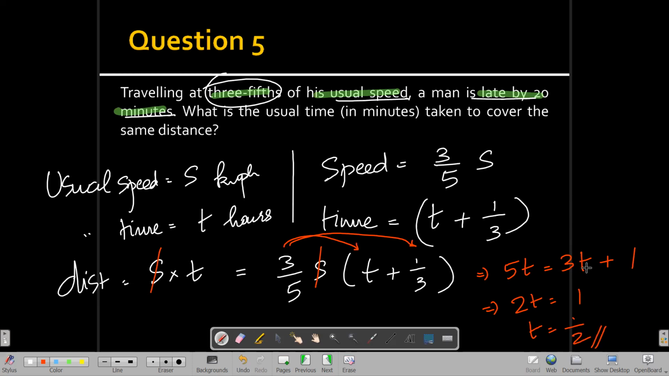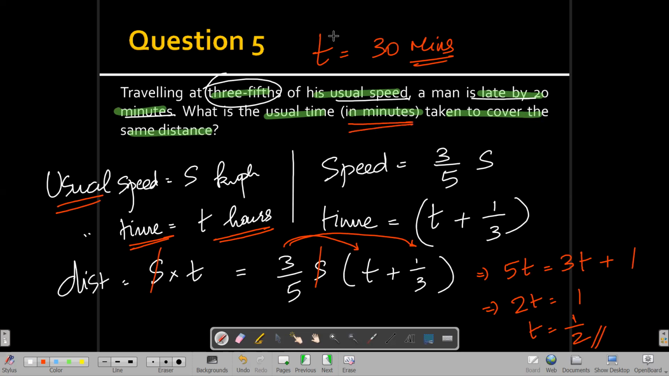That's what it means. We know that half an hour is nothing but 30 minutes. So we got the value for t here as 30 minutes. That is nothing but the usual time taken. We can see that 30 minutes, or it is half an hour. As asked in the question, what is the usual time in minutes that is taken to cover the same distance? Since the question has asked you to say the usual time in minutes, you will say that it corresponds to 30 minutes, and this will be the answer for our question.